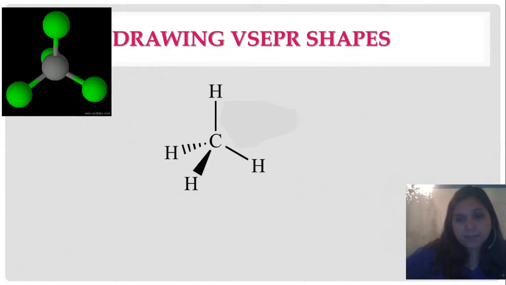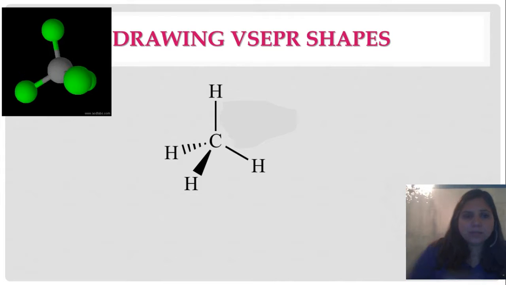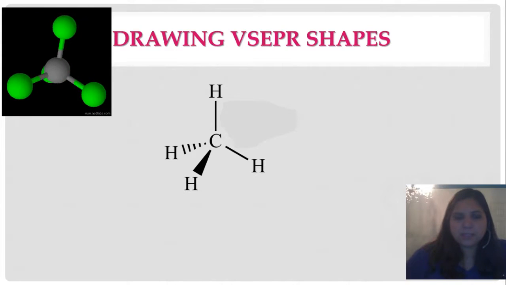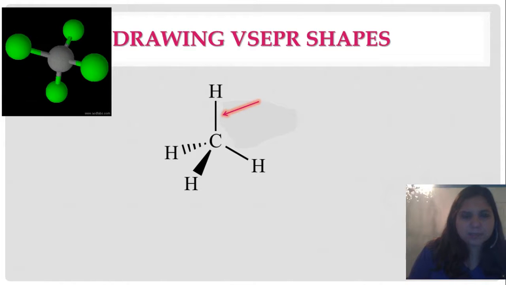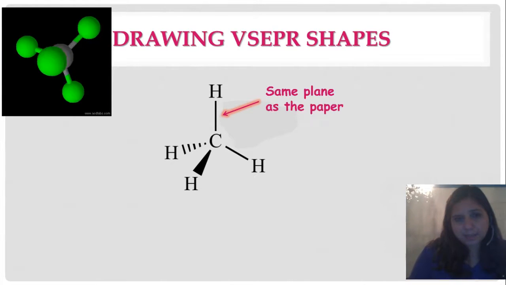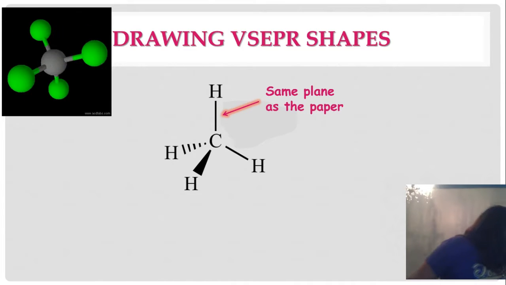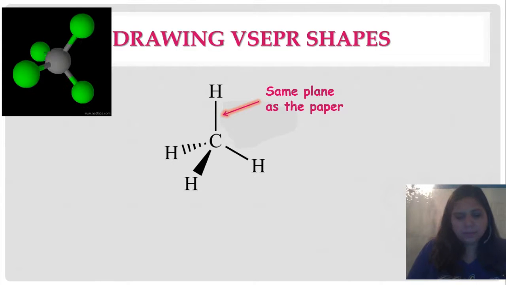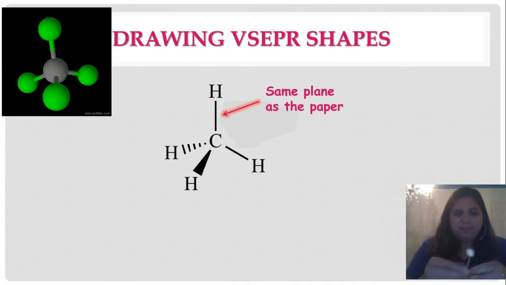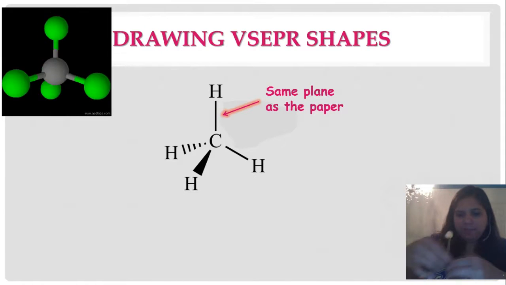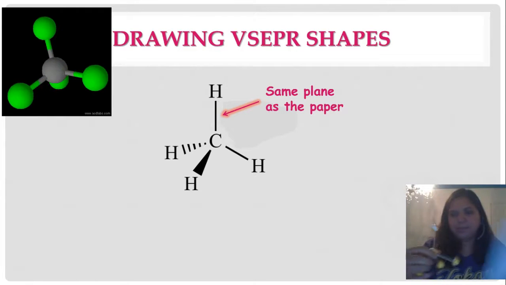Okay, when we draw VSEPR shapes, and I do want you to draw this one, you need to be able to tell what's going on with the different line representations. So, here we go. First one, when it's just a single line like this, that means it's in the same plane as the paper. Here's what I mean. I tried to make a molecule. That's some toothpicks. So, the same plane of the paper.